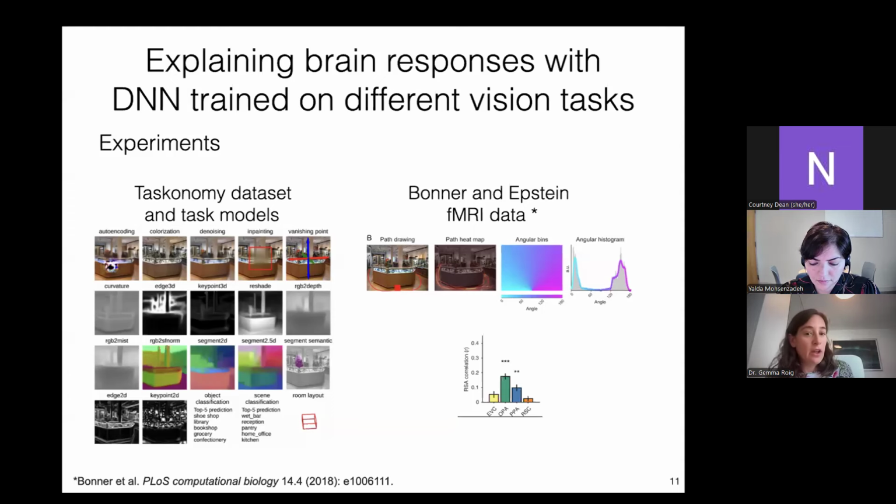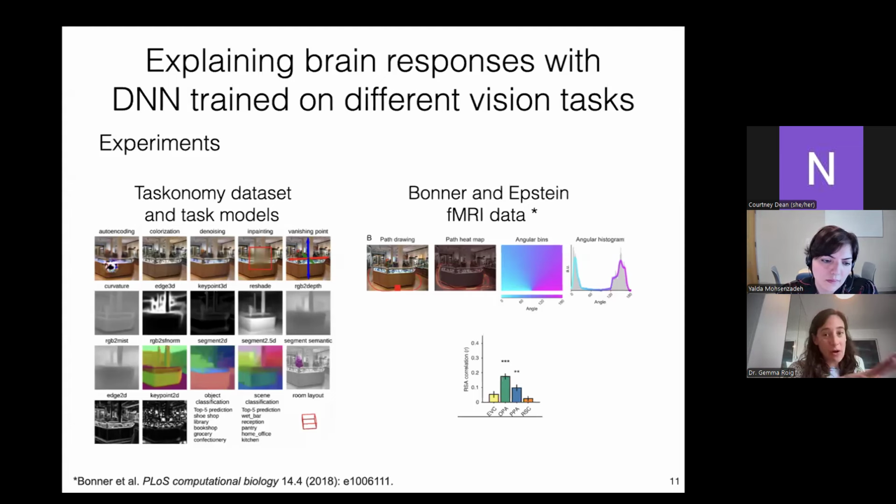So for this task, there is this data set, which is great, the taxonomy data set that also provides task models. It contains more than 1 million images that are annotated in different tasks. So you can predict the output from one image that relates to colorization, denoising, key point detection, reshading, object classification, and so on. So you can have one model as a proxy of one of these functions, and then get the representation level that will relate to this function.